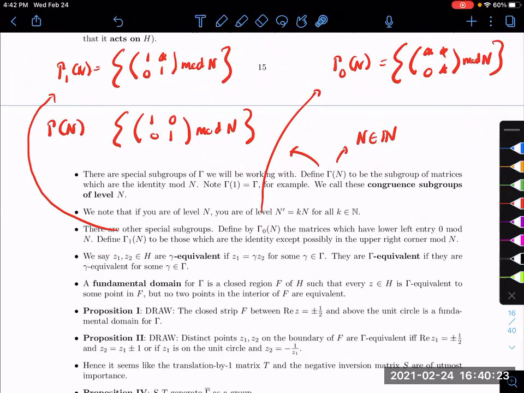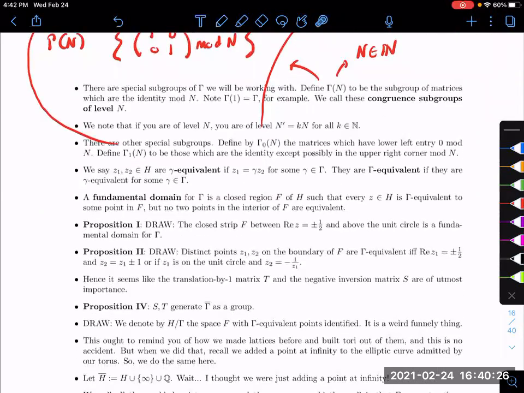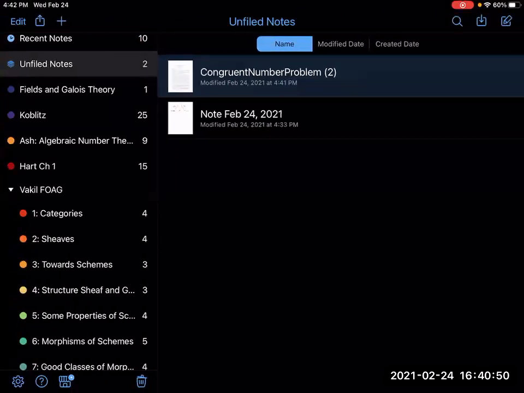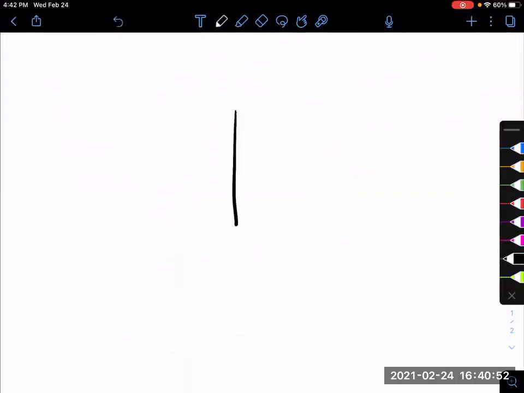gamma 1. Here's another definition. Let's suppose I take 2 points in the upper half plane. I'm going to call them gamma equivalent if I can get to one of the points from the other by acting with a matrix in SL2Z. So here's the upper half plane, here's some Z1. If I act on Z1 with some member of SL2Z, we know we're going to end up in the upper half plane somewhere.